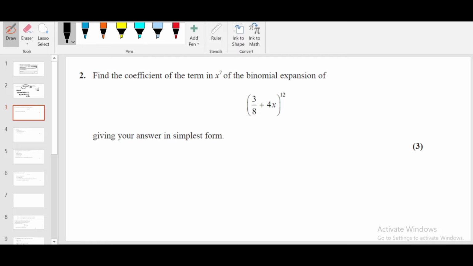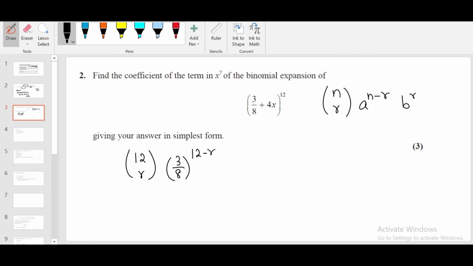Question number 2 now. Find the coefficient of x power 7, the term in x power 7. Always remember the general term: nCr, a power n minus r, b power r. That's a general term. a is the first term, n is the power, so it's 12Cr, a power 12 minus r, b is 4x power r. So to get x power 7, this r has to be 7.